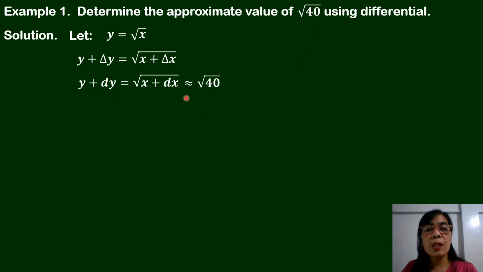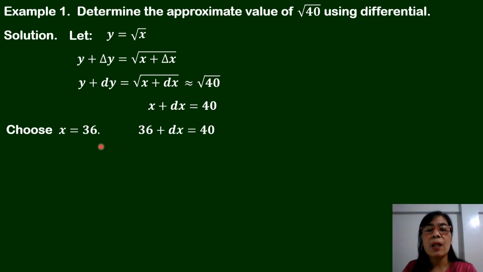Looking at this statement, we have x plus differential of x must be equal to 40. So your next step is to choose a value of x which is nearest to 40, a perfect square nearest to 40. And we can choose x here equal to 36. That will give us the differential of x.